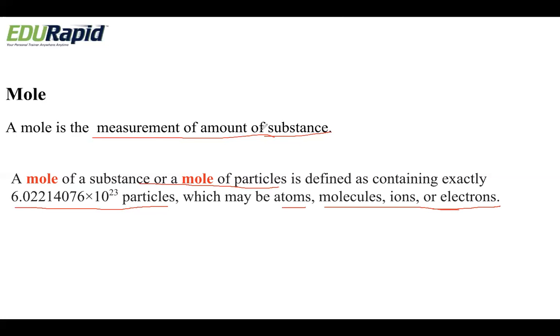In short, we can say 6.023. No need to read such a long numerical. We can say 6.023 into 10 to the power of 23 particles. What do these particles mean? They may be atoms, molecules, ions, or electrons. Whenever I say 1 mole of oxygen, it means that it consists of 6.023 into 10 to the power of 23 particles. So here we use the mole for the measurement of the amount of a substance, of chemicals.